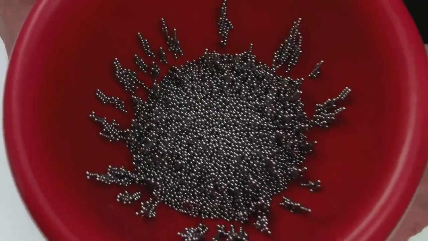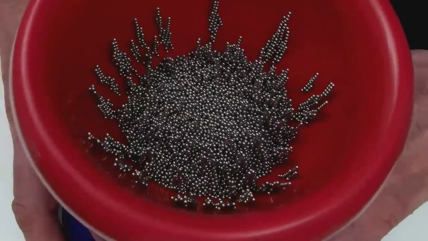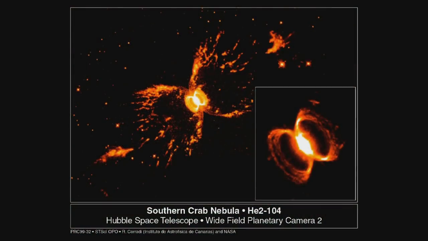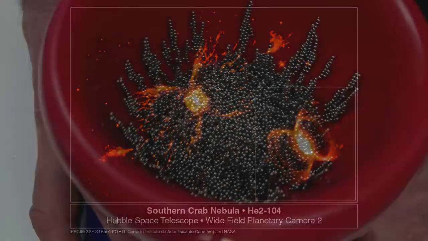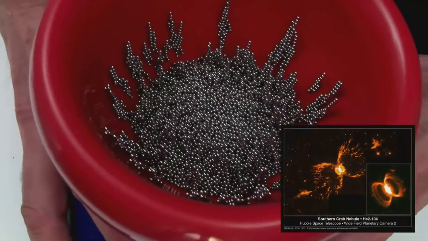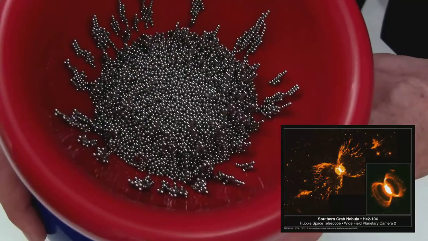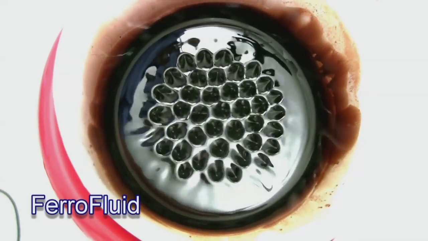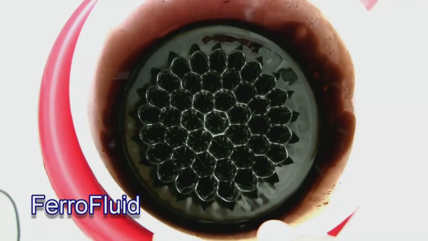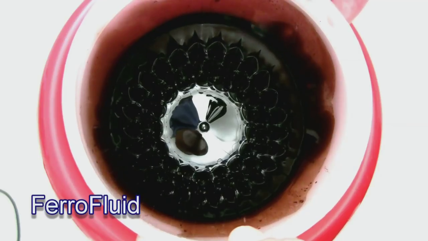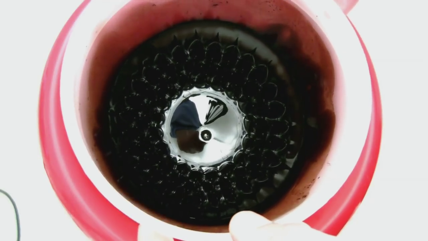Pouring 2 millimeter steel balls into the large bowls reveals the true forces at work in the Southern Crab Nebula. A wide variety of methods were used to study the magnetic fields emanating from these bowls. Here we see ferrofluid at work, showing the magnetic patterns formed within these bowl-shaped magnetic field emitters.